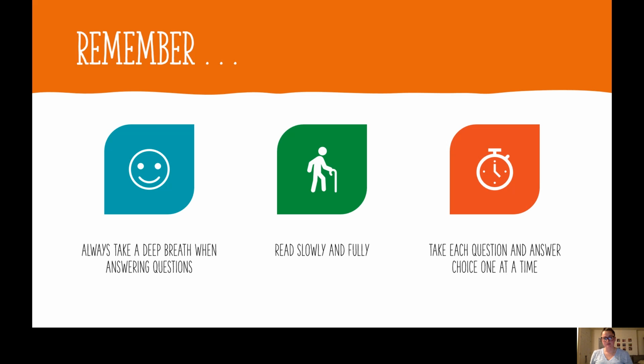So always remember, you always want to take a deep breath when you're answering these questions, okay? It's important for you to take a deep breath, wait a couple seconds, regain your composure, okay, and then answer the question. You want to read the question slowly and fully to point out those key words that are in the question, so that you know exactly what it's asking you for. And you want to take each question and answer choice one at a time. Okay. Try not to rush. Try not to compare your answer choices to each other, and just read the question fully, pull out those keywords, and then work from there.